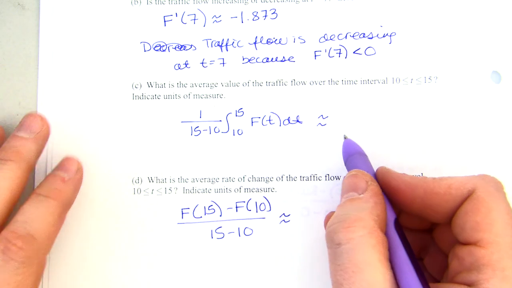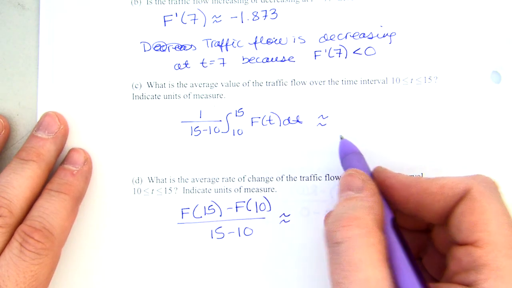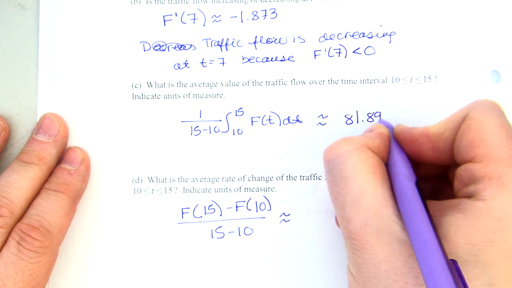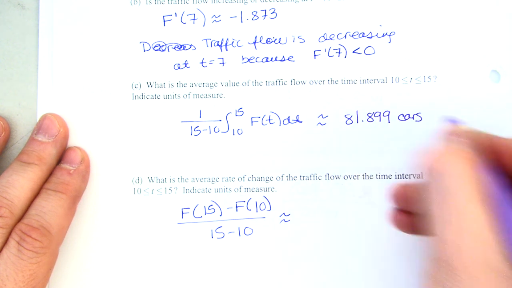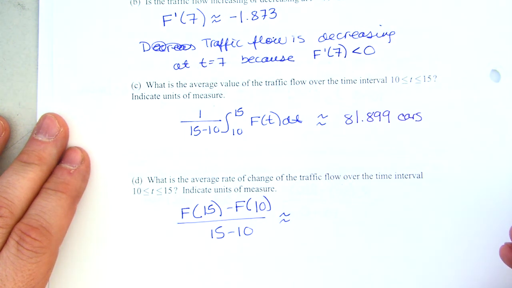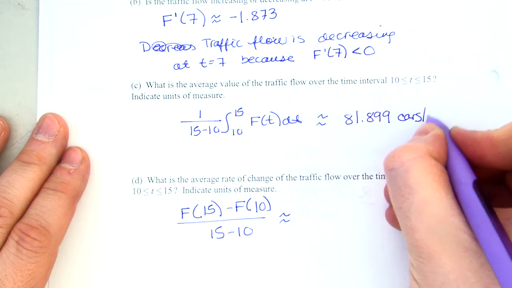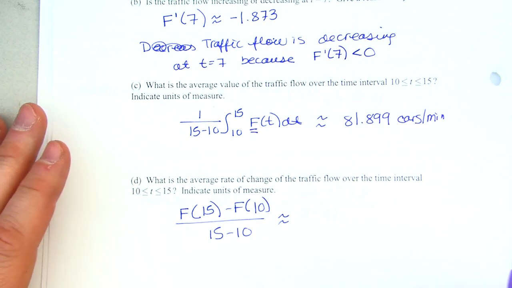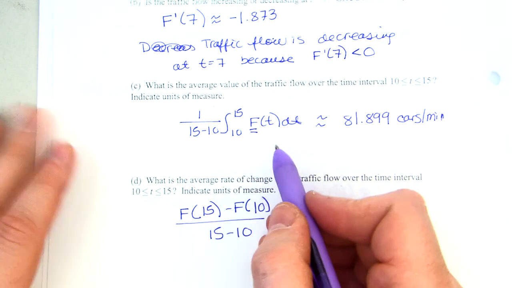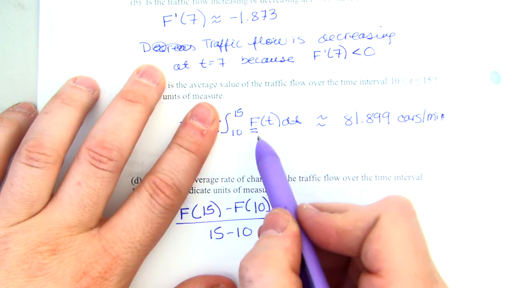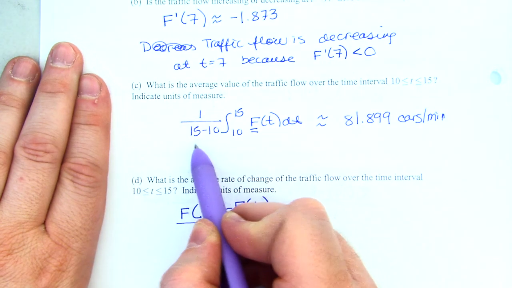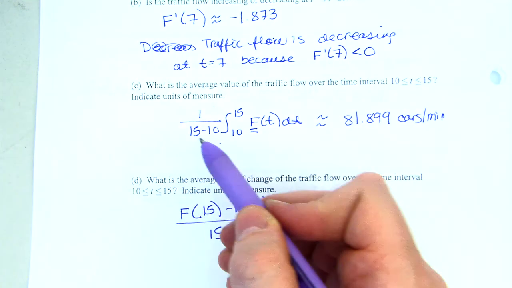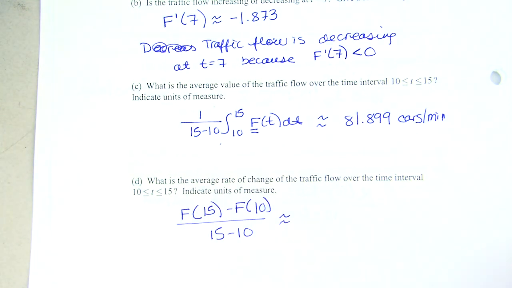Anna, do you have an answer for part C? Yeah, so with the average value, the units are just the units of whatever F was. F was the traffic flow in cars per minute, so it will be cars per minute. Sure, I bet you said cars because the integral gave you cars, but because of the over 15 minus 10, you're dividing by the time. That's why it's really cars per minute. Decimals are fine here because this is not the number of cars. This is just the rate cars are passing through. Decimals are fine with a rate.